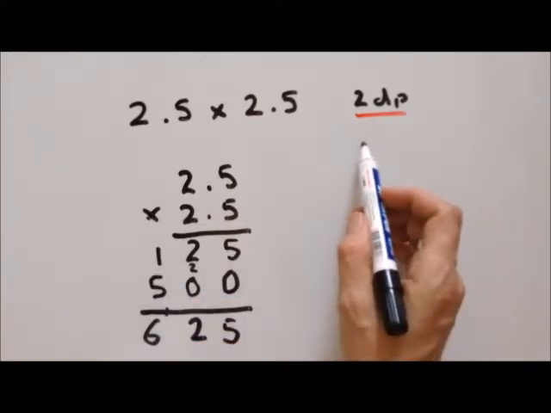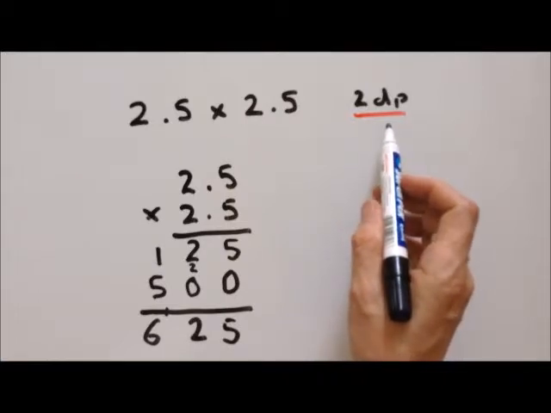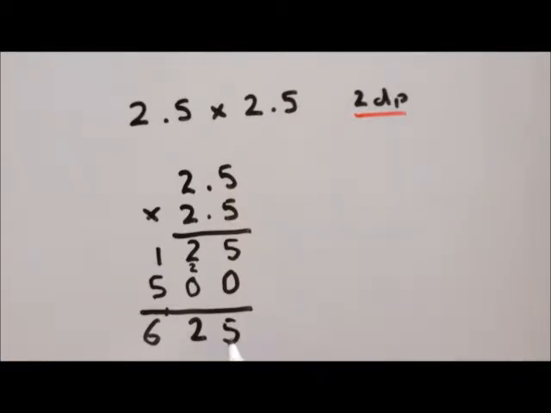And then we come to what we wrote down here, our two decimal places that we counted, and we place them in. 1, 2. And that's our answer. 2.5 multiplied by 2.5 is 6.25. Okay, let's do another one.